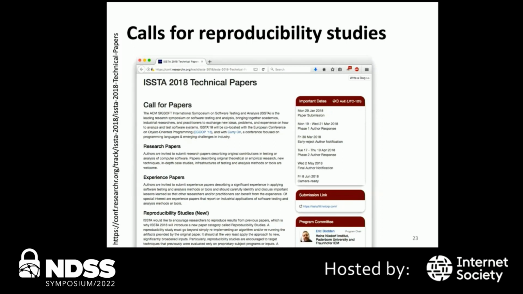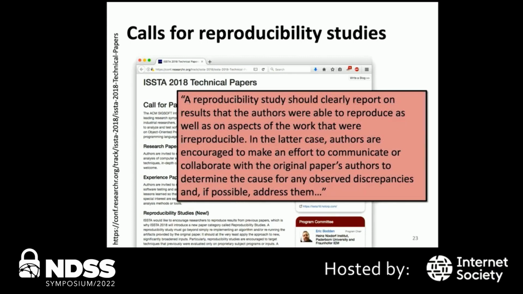There's a high value given to novelty in our community. But of course, validating past work, revisiting that, especially in the context of new contexts or things like that, is all valuable stuff that until more recently was not really being given the respect that it deserves. But science functions when many people are able to reach the same conclusions through independent experiments. So we see conferences now actually calling for reproducibility studies. And they clearly report on the results that the authors were able to reproduce, as well as aspects of previous work that they found to be irreproducible. So we seem to be winning.